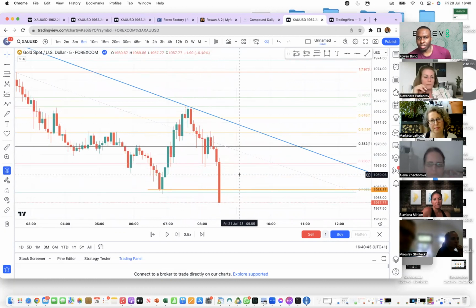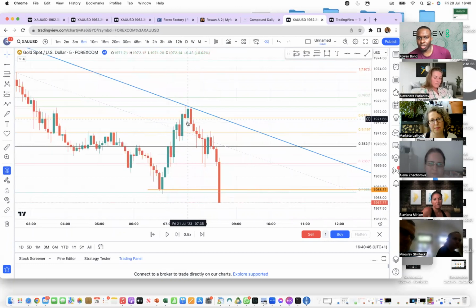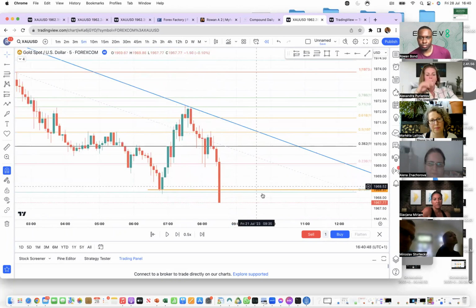And then that's where price started to sell from. Came up, didn't come to the body, came to the wick, and then started to sell.